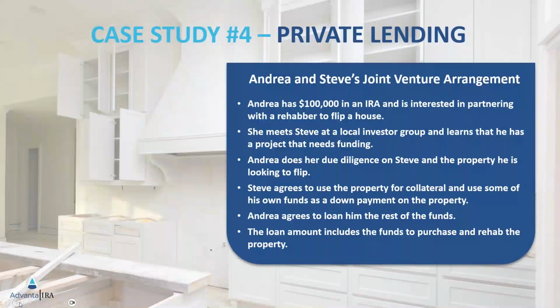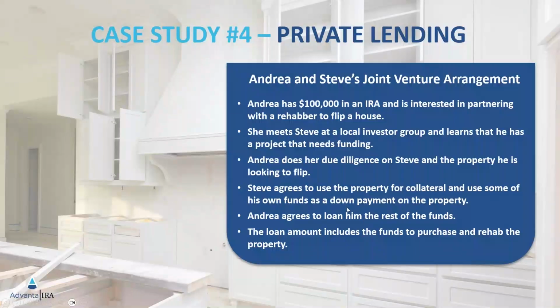So Andrea and Steve decide to go into a joint venture arrangement together. She has $100,000 in an IRA, and she's interested in partnering with a rehabber to flip a house. She meets Steve at a local investment group, and he has a project that needs funding. She's going to do her due diligence on Steve and on the property he's looking to flip. Remember, Advanta IRA does not give investment advice, so she wants to make sure she feels comfortable with the deal and the person she is dealing with.